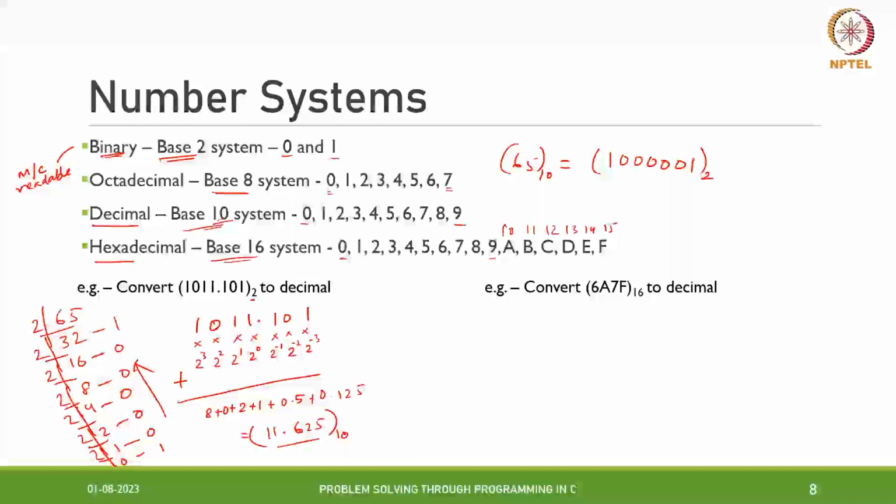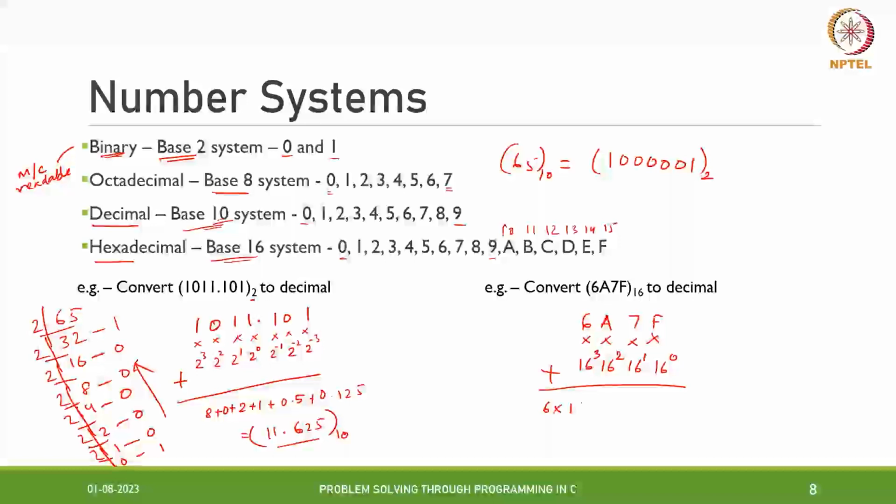Similarly, when you come to hexadecimal, what do you do? So the way to convert hexadecimal to decimal is similar. So you have base 10, right? Base 16, right? So you multiply it. You multiply it with what? Multiply it with 16 to the power 0, 16 to the power 1, 16 to the power 2, 16 to the power 3. And then you add all of them up.